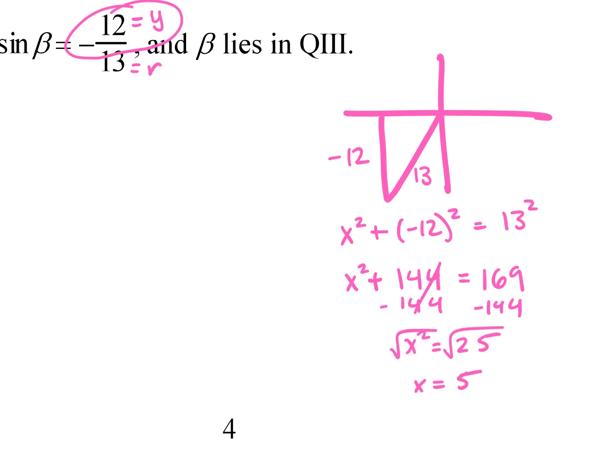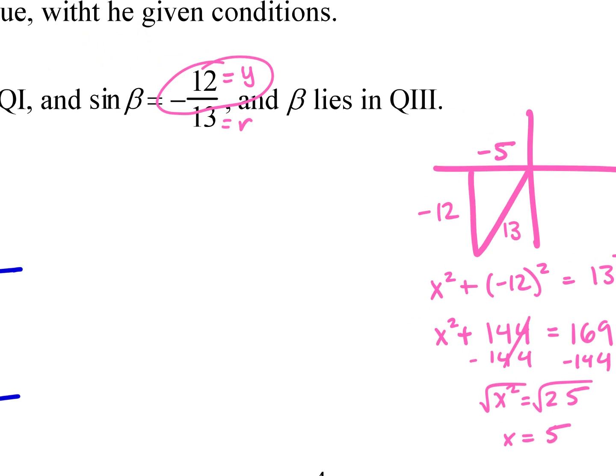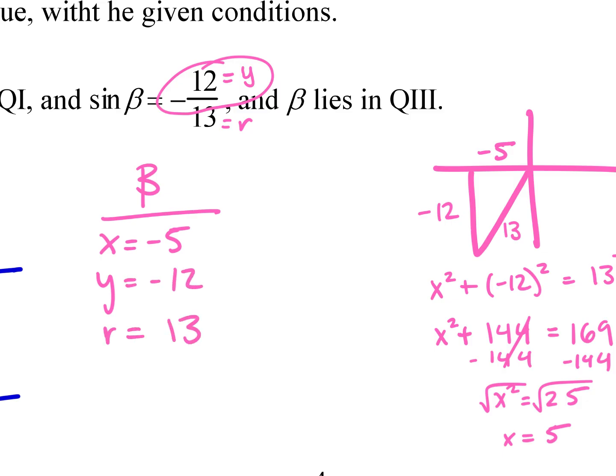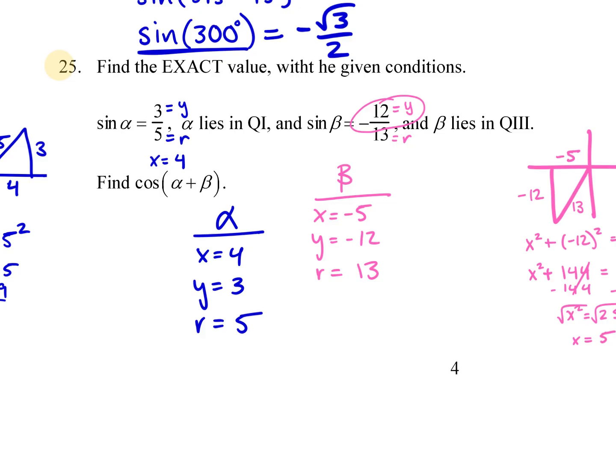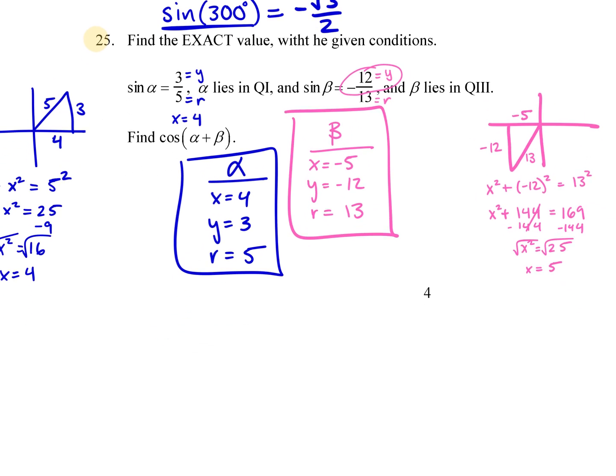Now, is x positive or negative? How do we know that it's negative? Because it's going to the left. Since our x value is going to the left, we know that our x is negative 5. So in our beta triangle, x is equal to negative 5, y is equal to negative 12, and r is equal to 13. So here is our information for both triangles. Now let's answer the question.